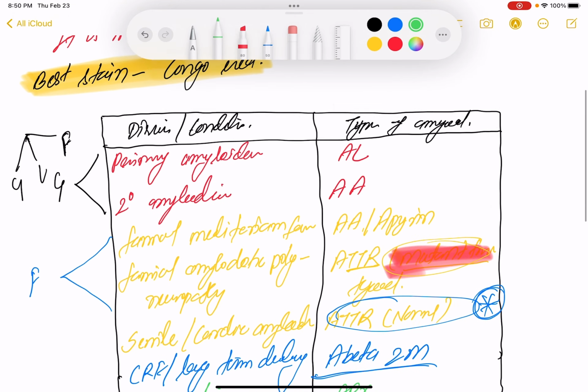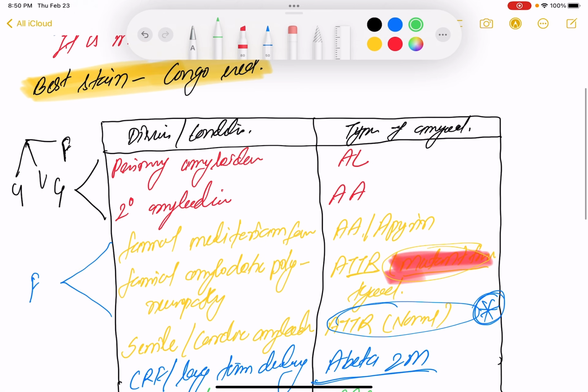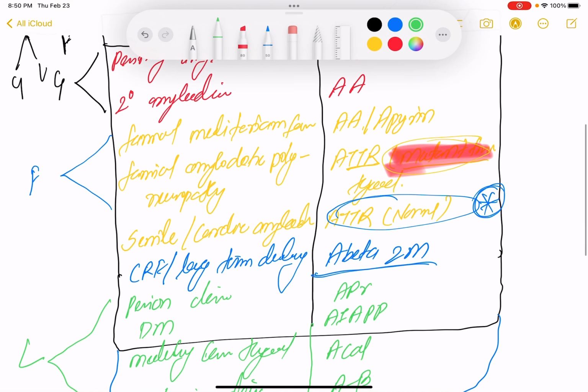So do remember, friends, it is a very important table for our INI-CET, FMGE and NEET PG exams. As we know, there are three classifications: generalized, localized and familial. In generalized, there are primary and secondary amyloidosis. In primary, there is AL, and in secondary, AA. Then we have familial classification. In familial, there is familial Mediterranean fever, in which there is AA or A pyrin.